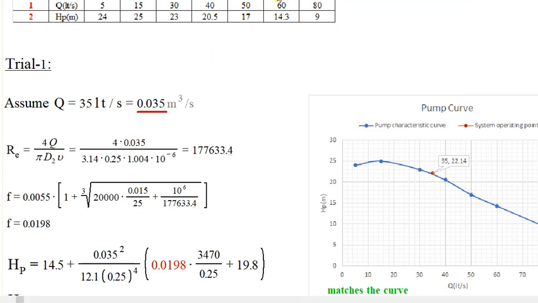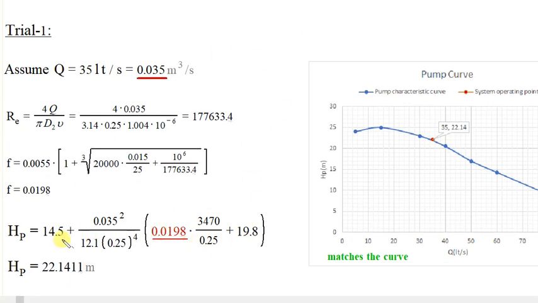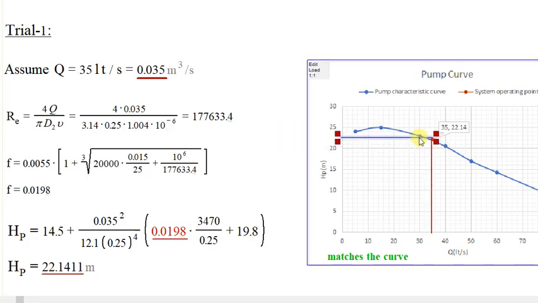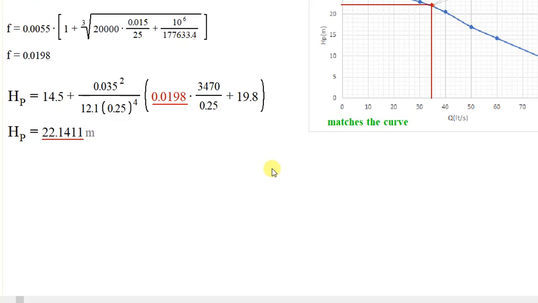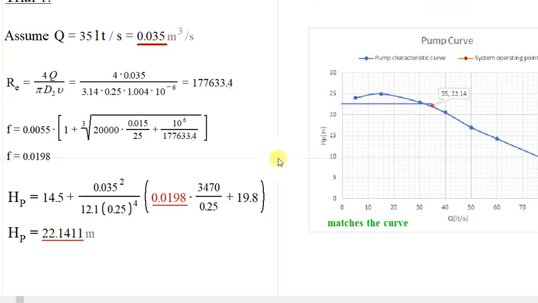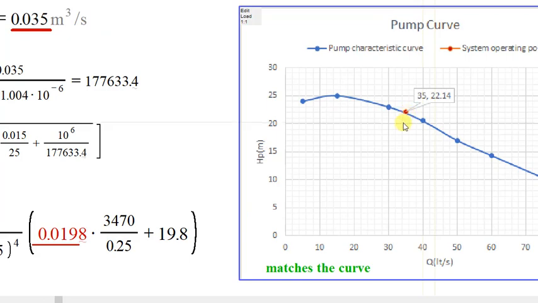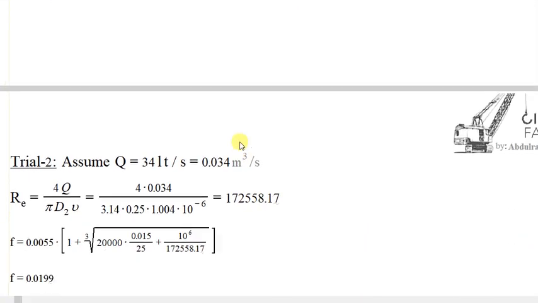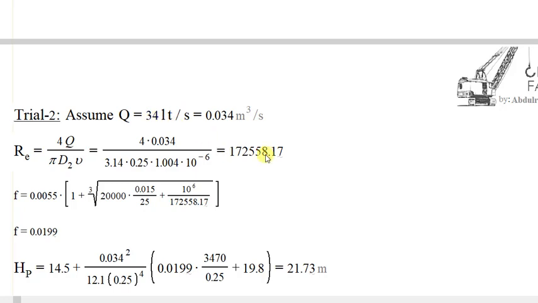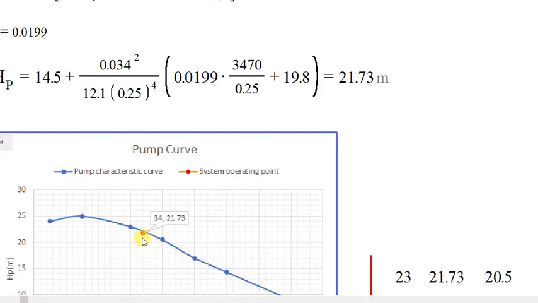Here it is. We substituted it in Bernoulli and solve for HP. HP now it's 22.14. So 22.14 it is somewhere here, and 35 it is somewhere here. So it is kind of on the curve. It's not totally on the curve, but kind of on the curve. That's why I said if you check it a bit, it's a bit higher than the curve, isn't it? So I can take another one, say 34, get the Reynolds, get F, substitute in the equation, 21. Now it's a bit below. Anyway, we can just say it's fine.